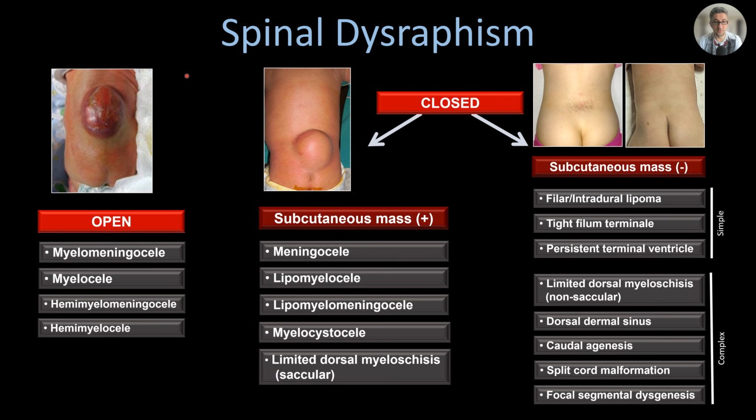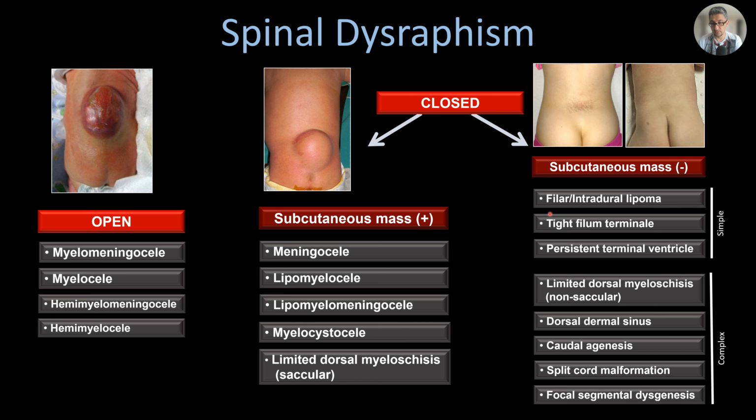After completion of the open spinal dysraphisms and closed spinal dysraphism with mass, I'm starting the third group, which is closed spinal dysraphism without a subcutaneous mass. In this one, there is no mass, and there may be a cutaneous marker, as you can see in this case, or it may be completely normal by inspection.